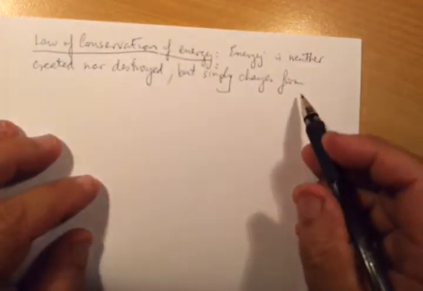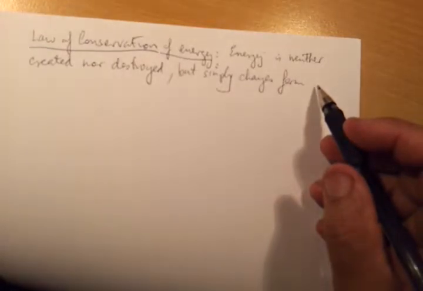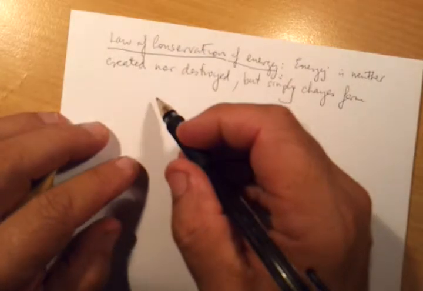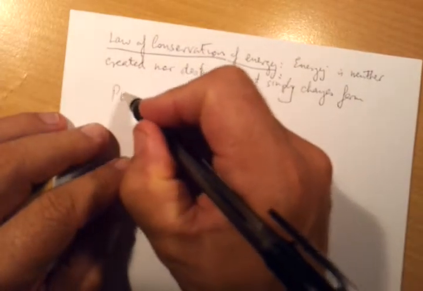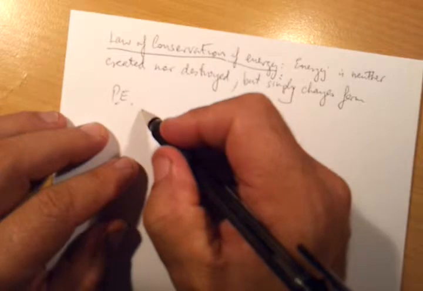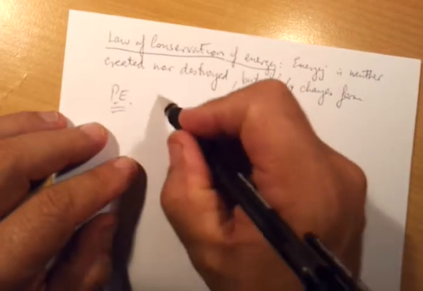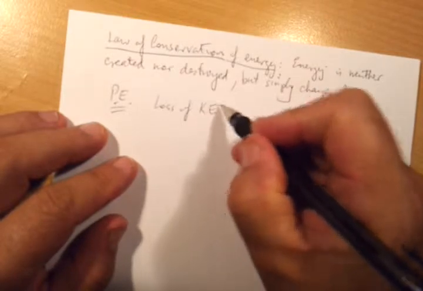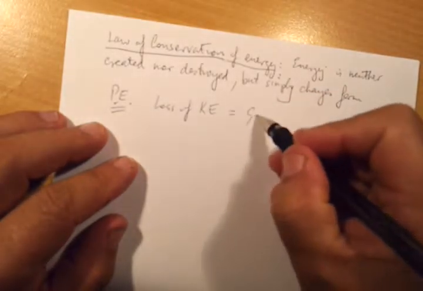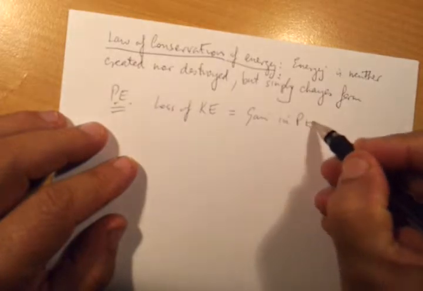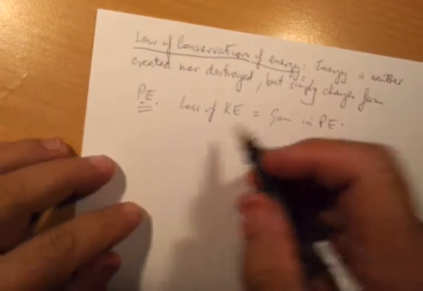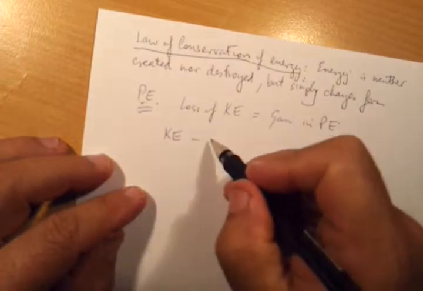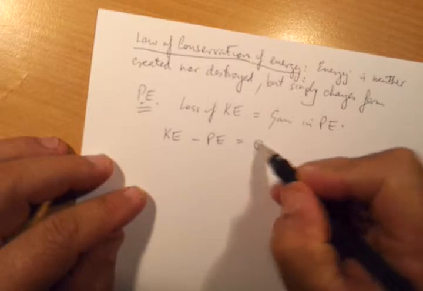The law of conservation of energy: it's neither created nor destroyed, it just simply changes form. And what that means for us, in regards to potential energy, is that we can say the loss of kinetic energy will equal a gain in potential energy. Or another way of phrasing that is kinetic energy minus potential energy equals 0.